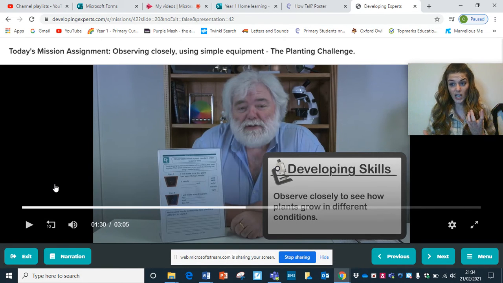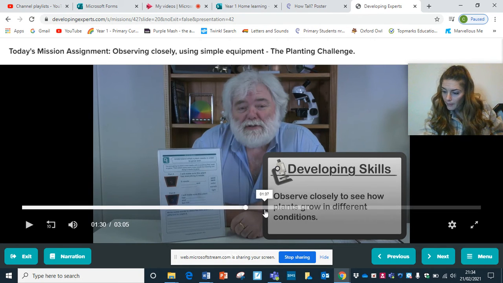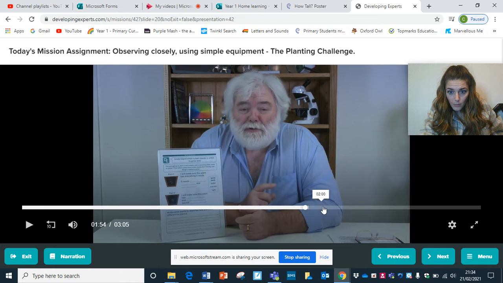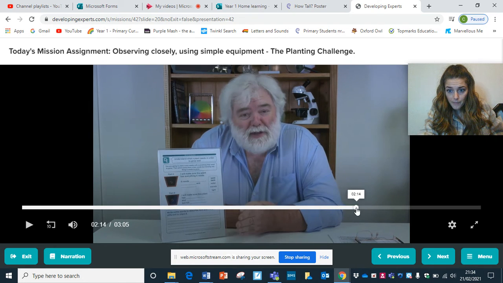Is there any change in them? Which one looks healthier? And discuss that. And you can take photos of these and send those in. That'd be amazing. Okay. And then move along a bit further.